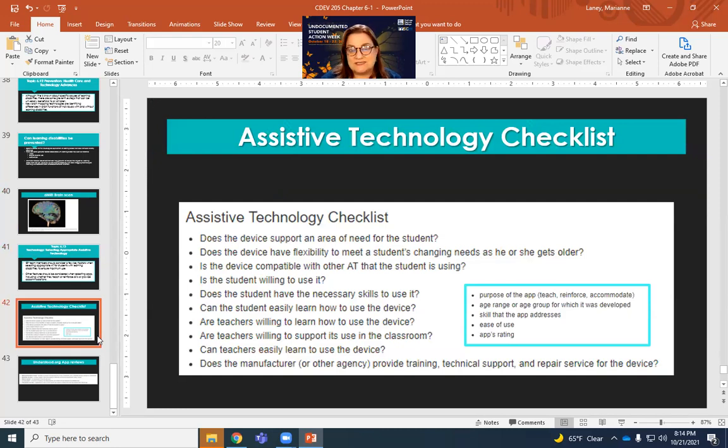Again, assistive technology is not necessarily needed, but there's low tech and high tech, right? So high tech is all the computers and anything with a battery and anything with lights or a computer chip. But low tech could just be a larger pencil. It could be a triangle pencil. It could be a slant board.